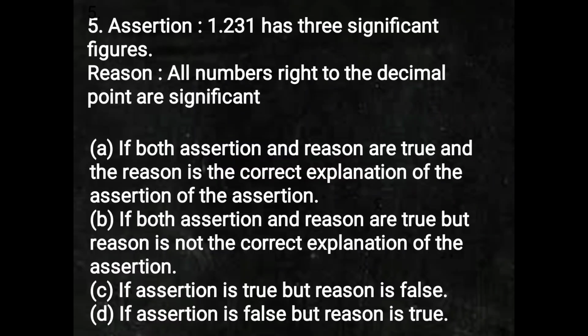Assertion: 1.231 has three significant figures, and the reason is all numbers right to the decimal point are significant. Here the correct option is option D. Assertion is false but reason is true.